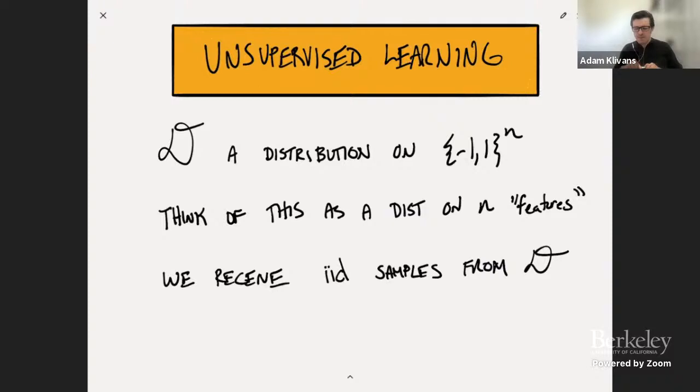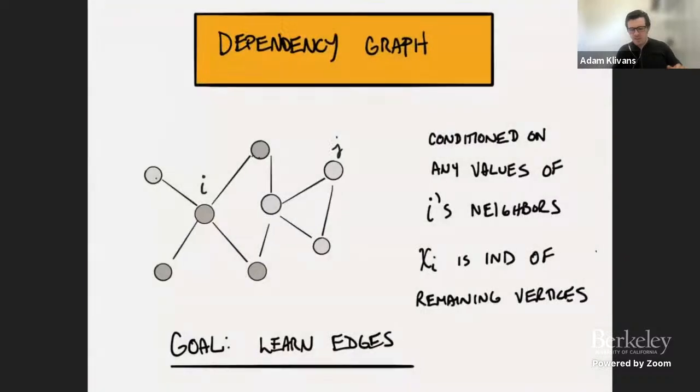In the unsupervised setting, we don't have labels. We just have, in this case, a distribution, some unknown distribution D on {-1, 1}^n. And think of n as the number of features that you have in your data set. We get IID samples from D, and we want to learn some structural property of the distribution, or approximate it in some type of distance. For this talk, we're going to be trying to approximate the dependency graph of this distribution.